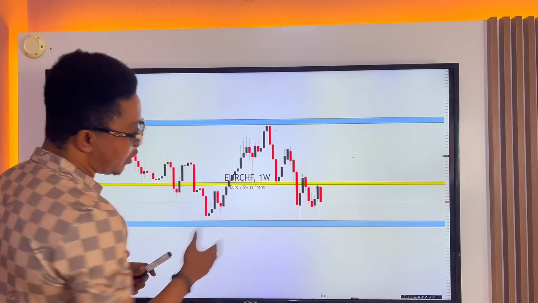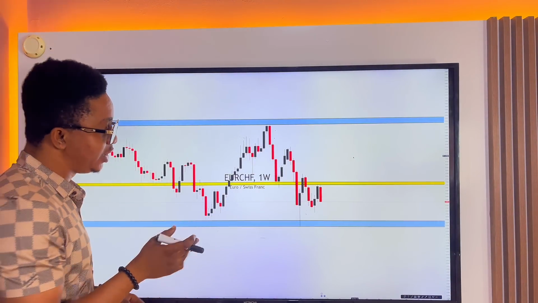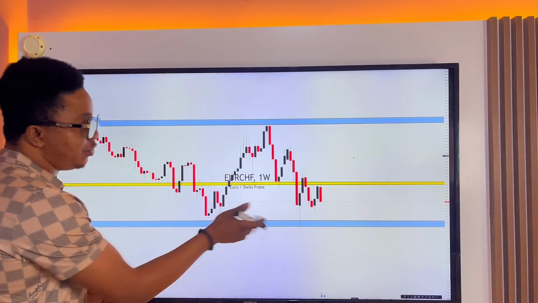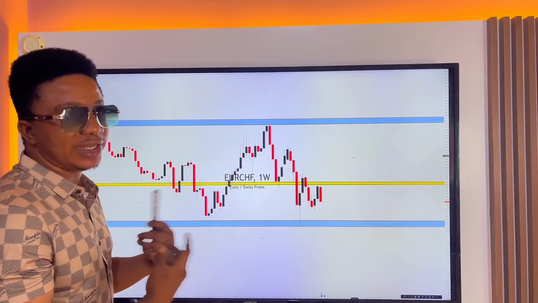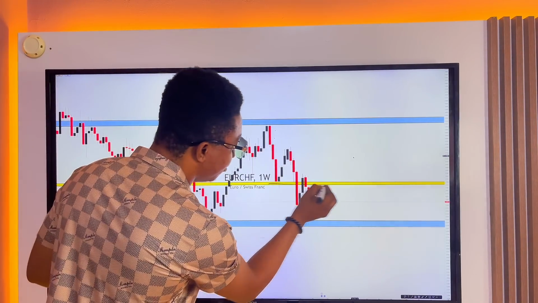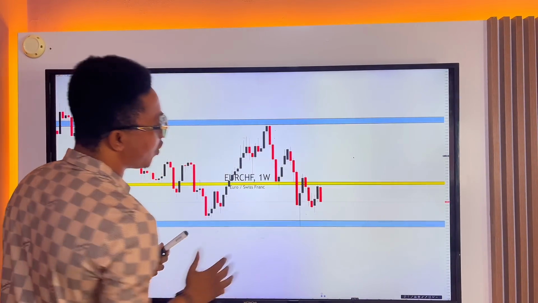All right, so this is the weekly time frame on EURCHF. Now EURCHF on the weekly, let's explain very quick. If you look at the weekly time frame, price is what? In a downtrend. Let's explain. We have the weekly mid-range zone over here, and then what happened on the weekly?